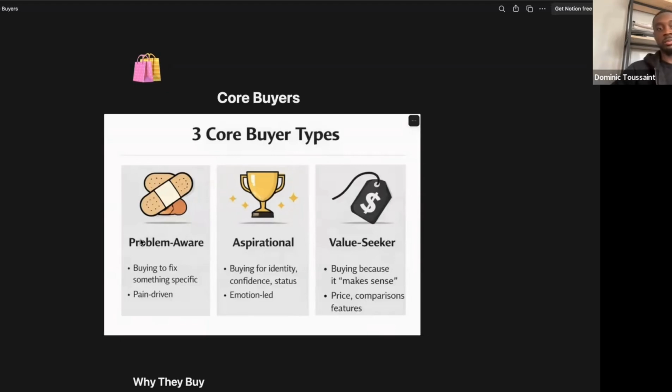So you can say that when Restyle bought his shoes, it was for a problem, because obviously he was in pain because his feet were hurting. I was in the same predicament as well.